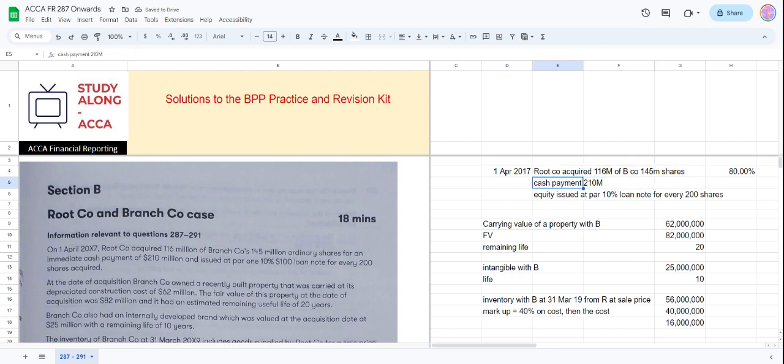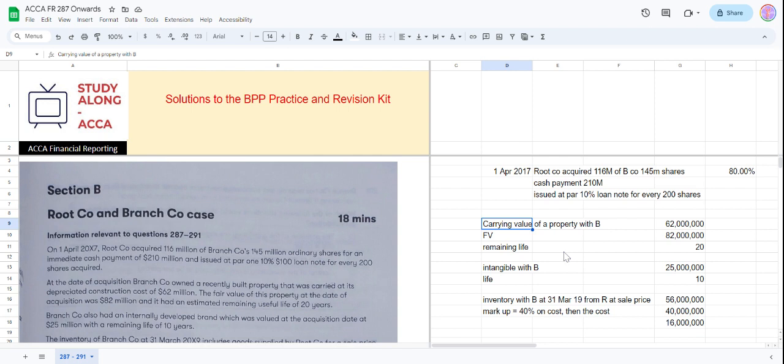Then there is a cash payment of 210 million, and they have also issued something. Not equity. They have issued at par a 10% loan note for every 200 shares. Okay, so this is what they have given. Let's look at the facts.